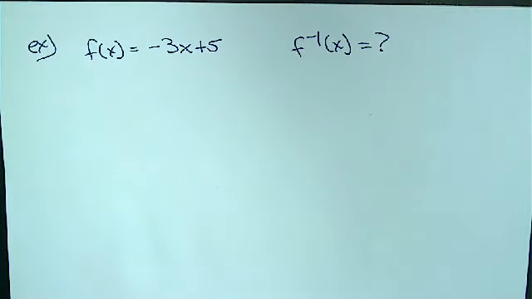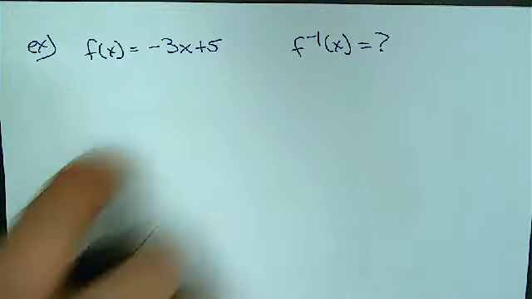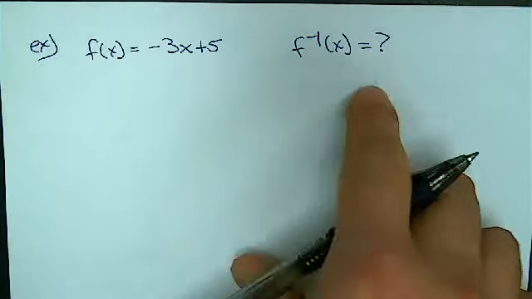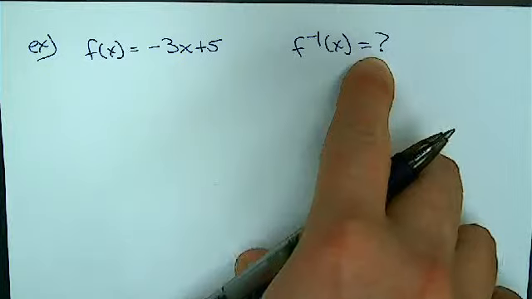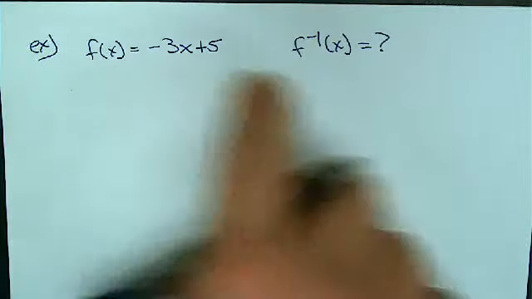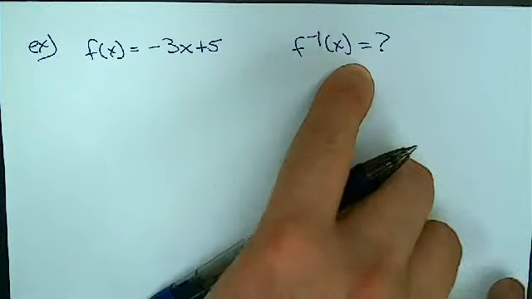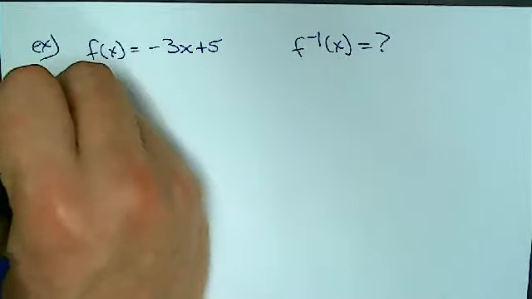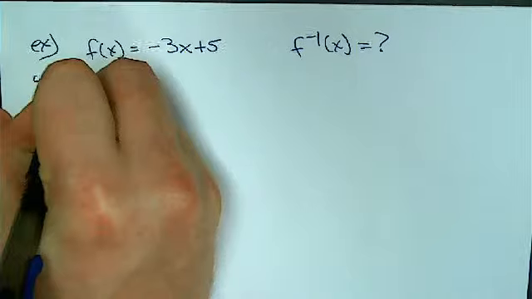Now, if we're just trying to come up with the inverse function, we're just trying to say, if this is my rule, what's the rule that does the opposite of it? I put numbers into this function, I get results out. What rule is going to flip that case? Let me write down a concrete example.